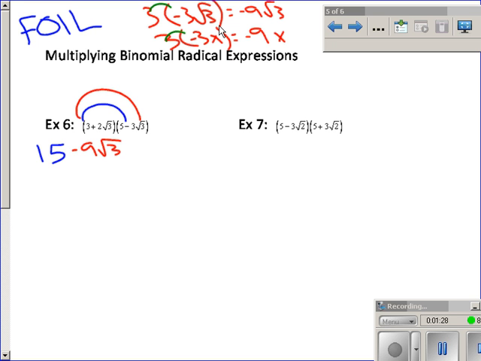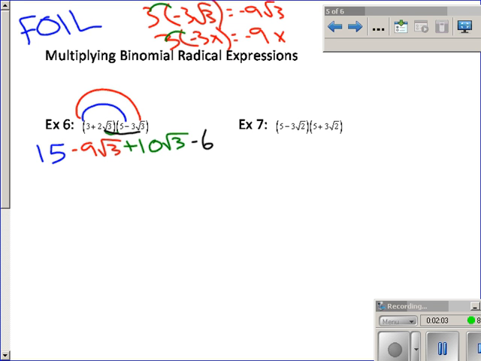Then the I in FOIL tells us to look at the innermost terms, in this case 2 root 3 and 5. When we multiply them together, it will be similar to the last one. We multiply the 5 times a positive 2, which gives us a positive 10, and we have to bring the root 3 with it. Finally, in FOIL, we will do the last two terms. 2 root 3 times negative 3 root 3. And in this case, you have to remember to multiply coefficients by each other. So 2 times negative 3 gives us negative 6, and then you multiply the roots together.